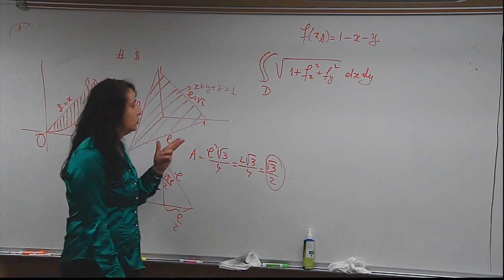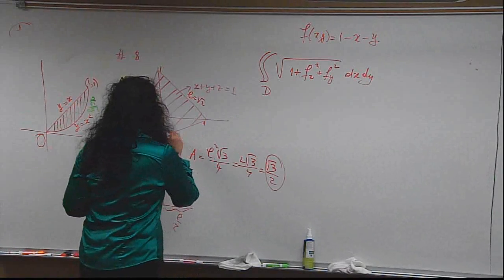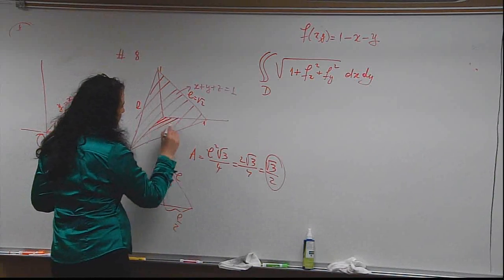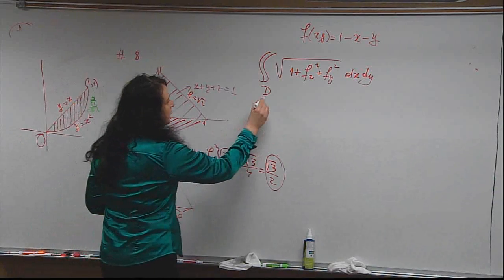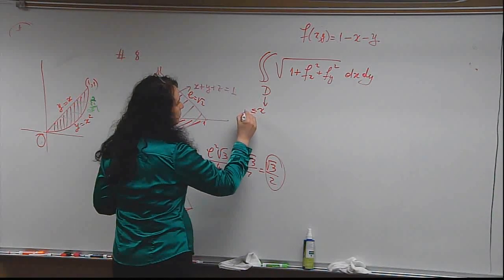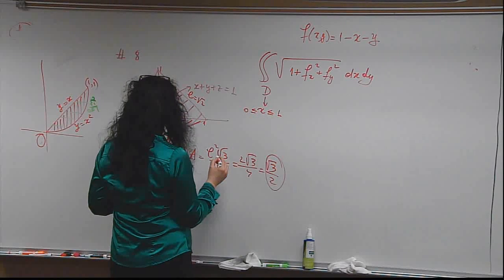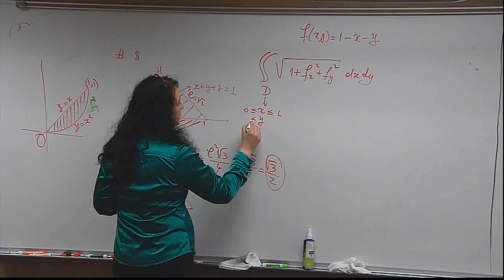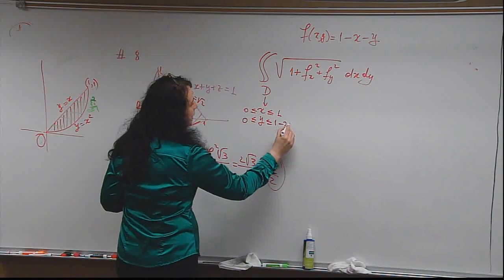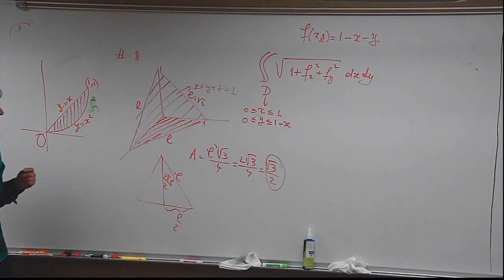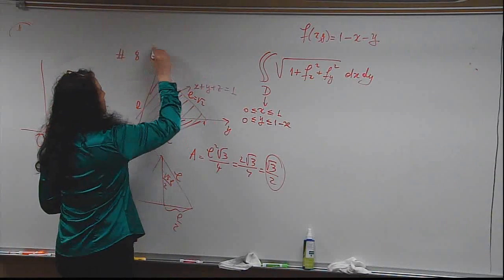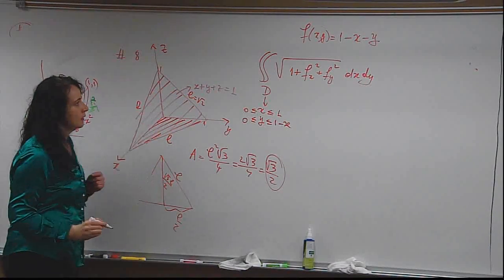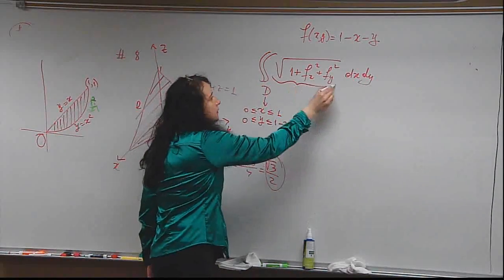Who is D? Who remembers who D is? D must be the projection on the floor. So for D, I say x is between 0 and 1. Am I right? y is between 0 and 1 minus x. This is x, y, and z. What is this number?